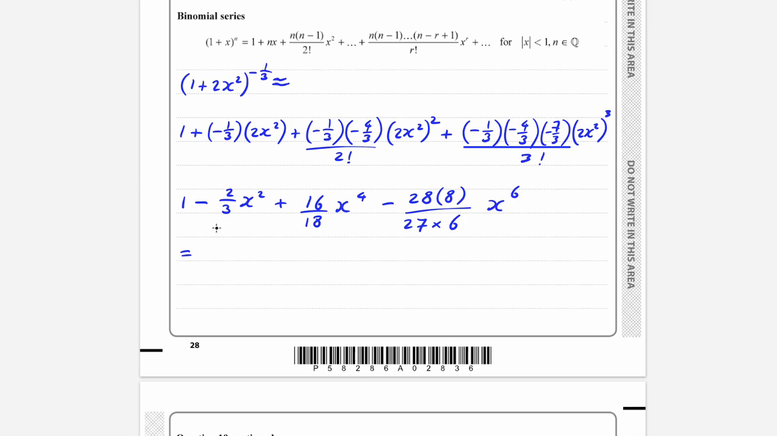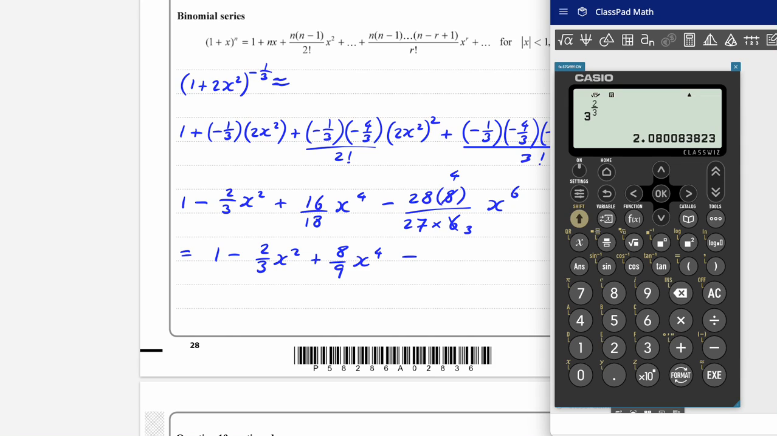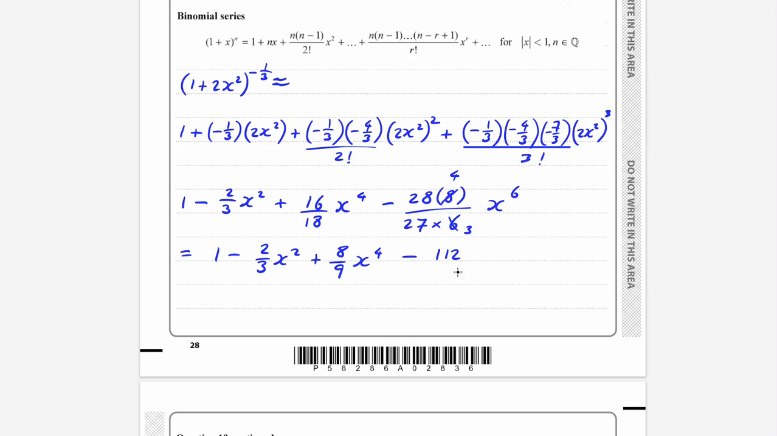Okay, this equals, let's simplify, 1 minus 2/3 x squared plus, divide above and below by 2, 8 over 9 x to the 4, and then minus, let's just do 2 into that goes 3 times, 2 into that goes 4 times. So now I have 4 times 28. 4 times 28 is 112. So that's going to be 112 over 81. 27 times 3 is 81. X to the 6. Okay, that's part A.